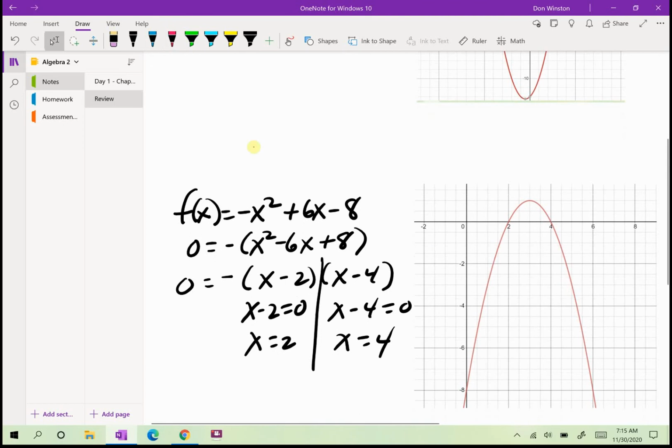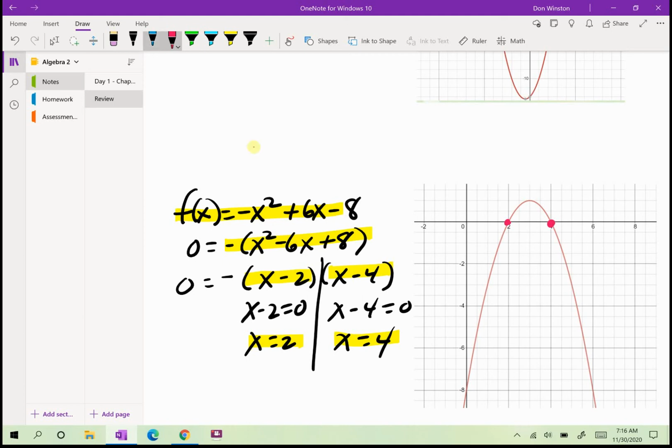And then the last example we'll take a look at. Again, we have a quadratic, f of x is equal to negative x squared plus 6x minus 8. I factored out the negative. And the factors of x squared minus 6x plus 8 are x minus 2 times x minus 4. And again, we found the zeros. x minus 2 is equal to 0, x is equal to 2. And then x minus 4 equals 0, x is equal to 4. So my zeros were 2 and 4, which we can see from the graph. The leading coefficient was negative, so it was a sad graph.